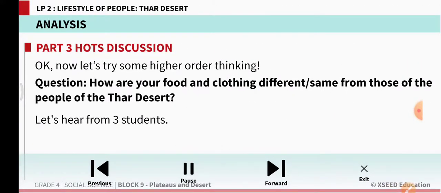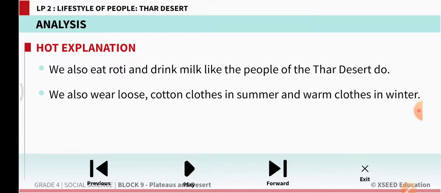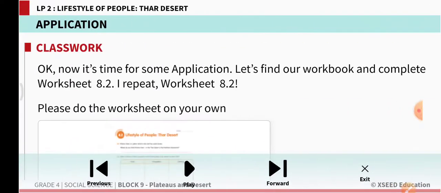How are your food and clothing different or same from those of the people of the Thar desert? Okay, we also eat roti and drink milk like the people of the Thar desert do. We also wear cotton clothes in summer and warm clothes in winter.